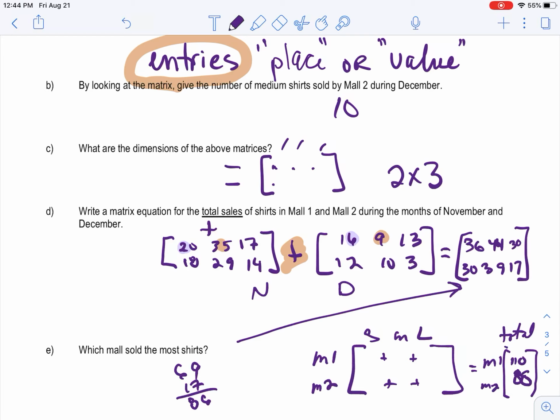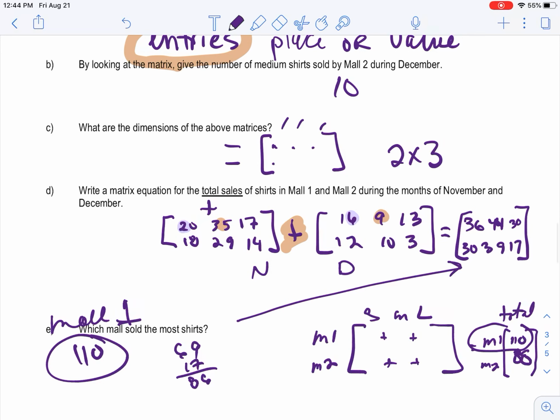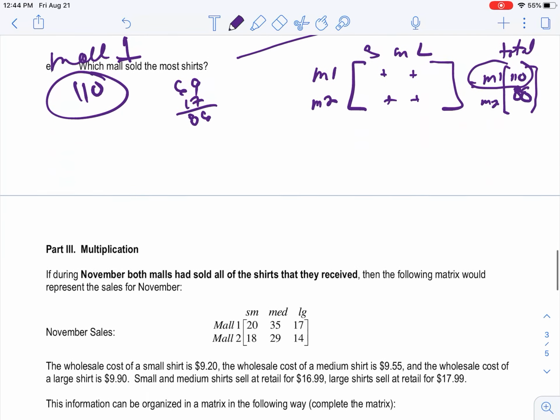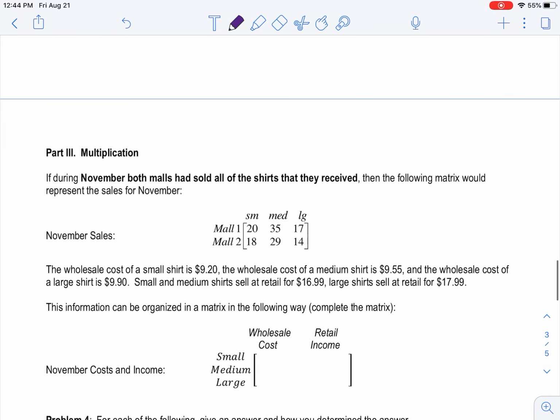So, oops, that was a 6. So Mall 1 sold 110 shirts. They sold the most. Mall 1. Okay? All right, so hopefully looking at the addresses, that's all good now. Okay? We need to move on to multiplying. Multiplication is a little different, so it's a whole new topic, okay?